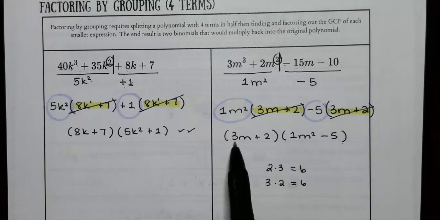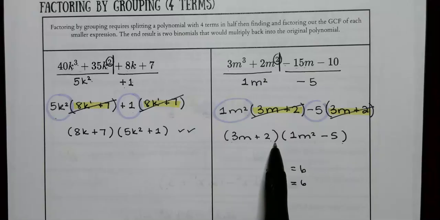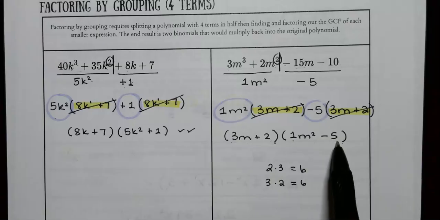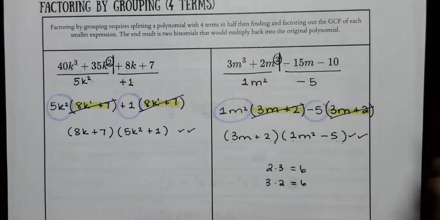Now I can see that 3 and 2, there's nothing that divides into it. I can see that nothing divides into 1 and 5. So in this case, there's nothing to clean out. There's nothing to factor out. They're both in simplest terms. We are done. That's it.